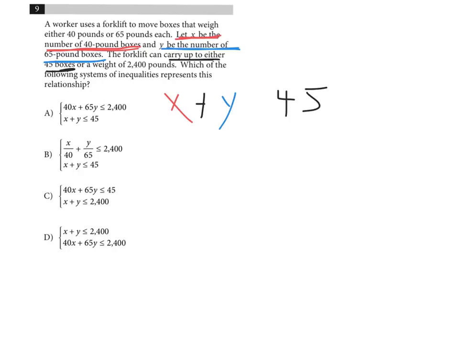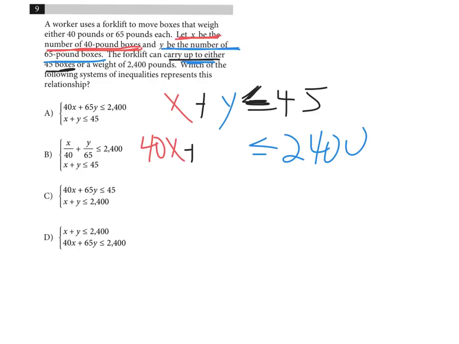So I'm not going to write equal to 45. It can carry up to 45. So it can carry less than or equal to 45. Now, the weight is 2,400 pounds. It can carry up to 2,400 pounds. While X is the number of 40-pound boxes, the weight of those boxes is 40X. And Y is the number of 65-pound boxes. So if I take the number of the 65-pound boxes and multiply it by 65, that's its weight. That weight has to be less than or equal to 2,400. So here our answer is answer choice A.